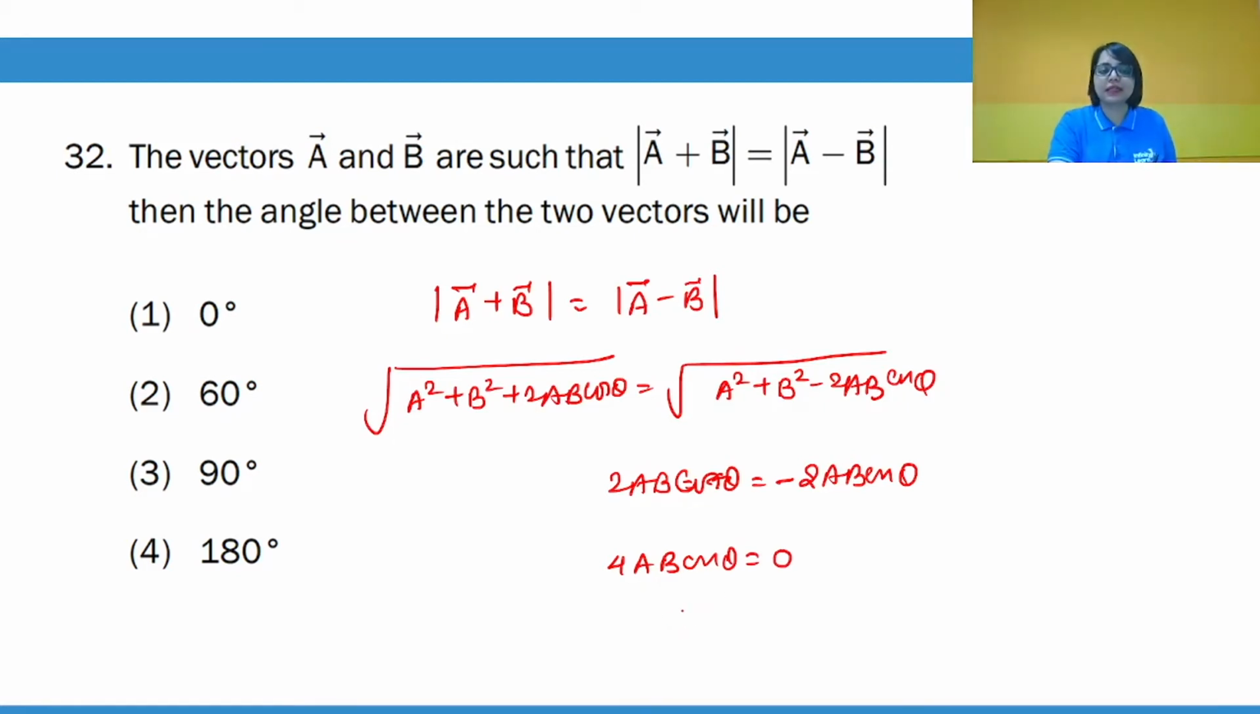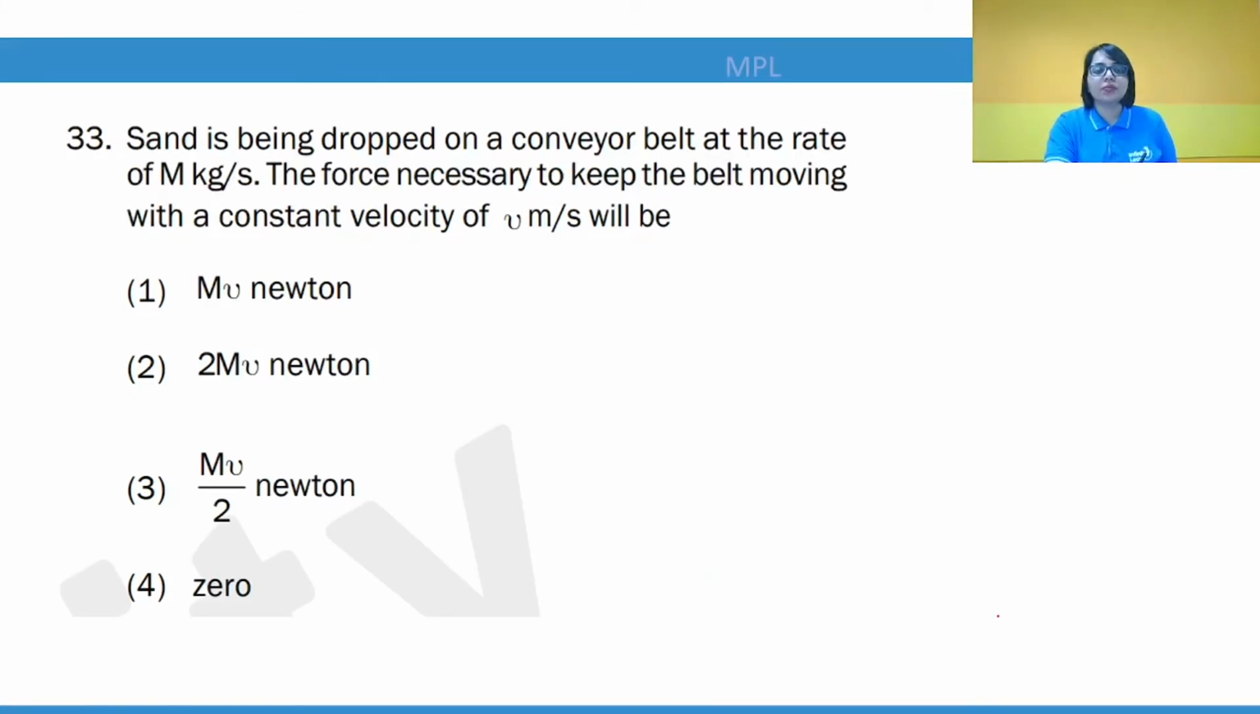So theta is 90 degree. So correct answer is option 3. Sand is being dropped on a conveyor belt at the rate of n kilogram per second. So force necessary to keep the belt moving with a constant velocity v meter per second will be dm by dt into v. So it is m into v, which is option 1.